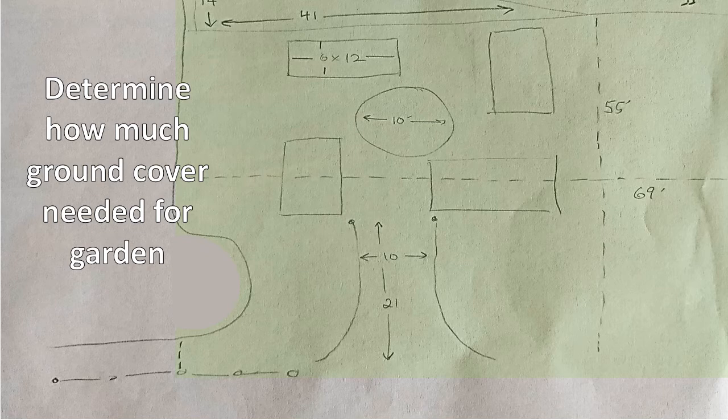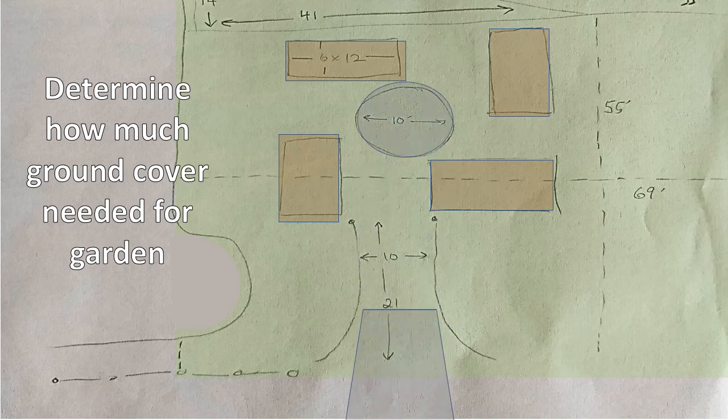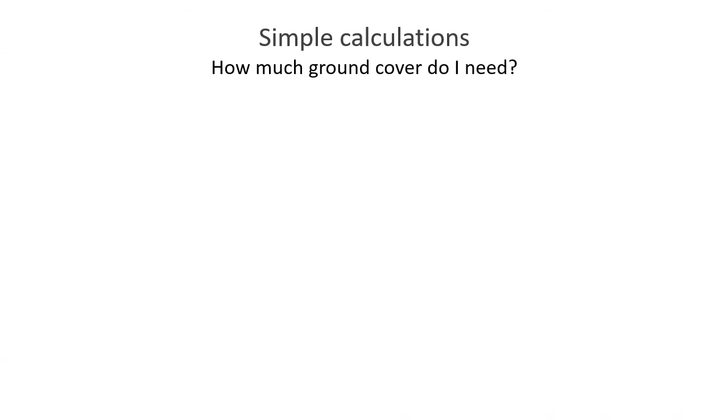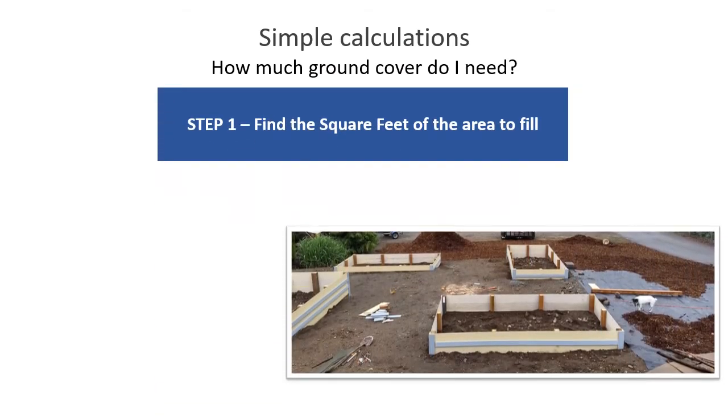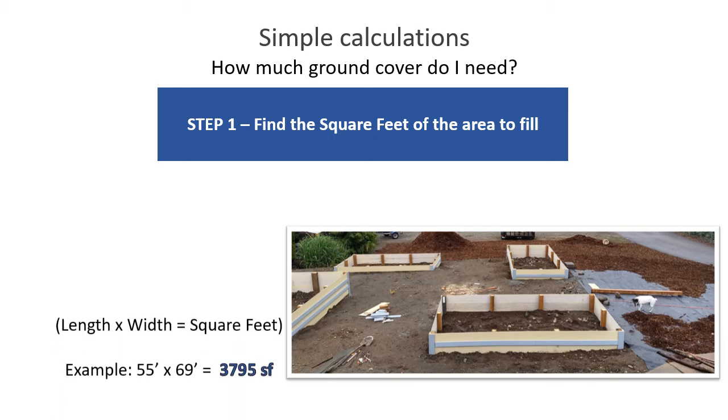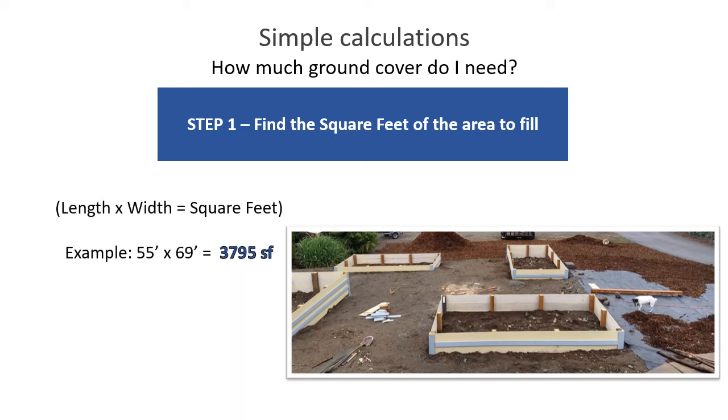Finally, for today, we need to determine how much ground cover is needed for the garden area shown here in green. Just like we did with the dirt and gravel, we start by finding the square feet of the area to fill. Our garden is 55 feet by 69 feet. When we multiply this length times width, we get 3,795 square feet.